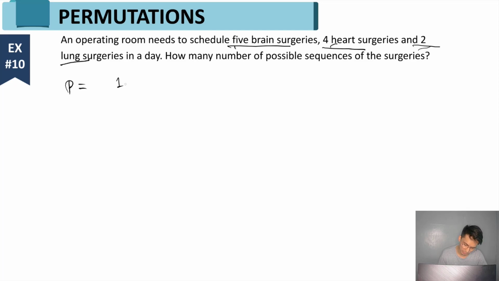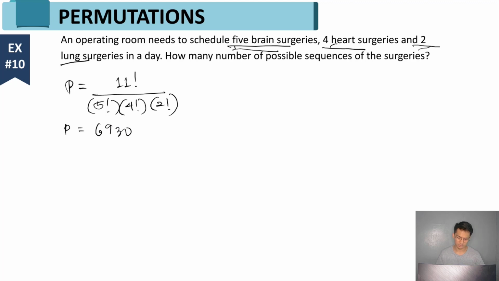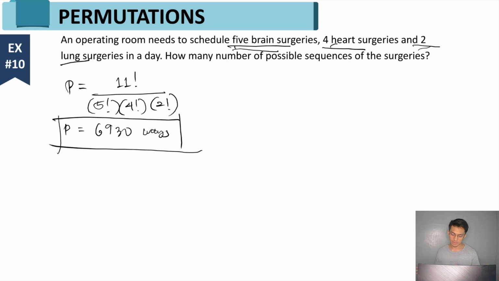P is equal to 11 over, this is 5 factorial times 4 factorial times 2 factorial. This is now equal to 6,930 na sequences for example number 10. Ayan. Na ma-arrange nila yung surgeries na yan in a day. So, that's example number 10.